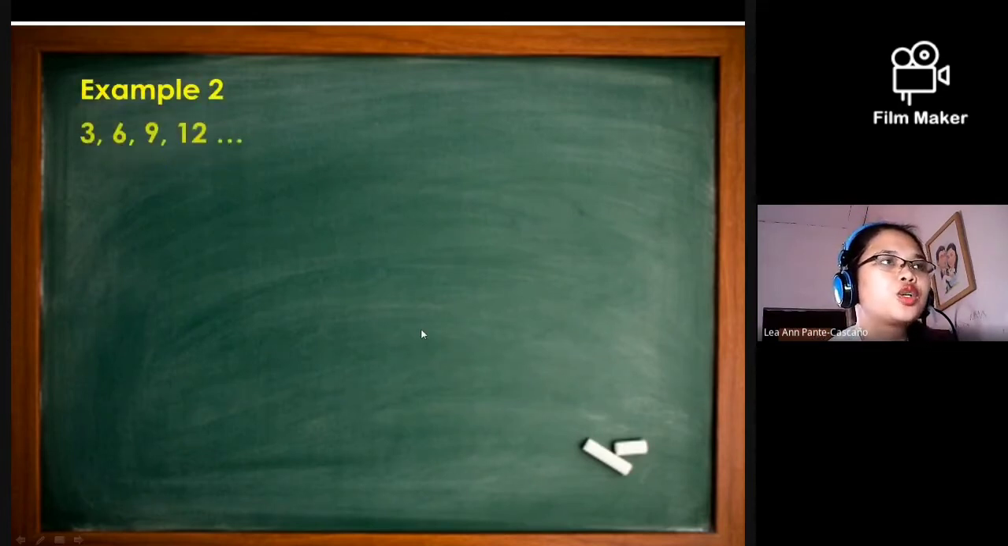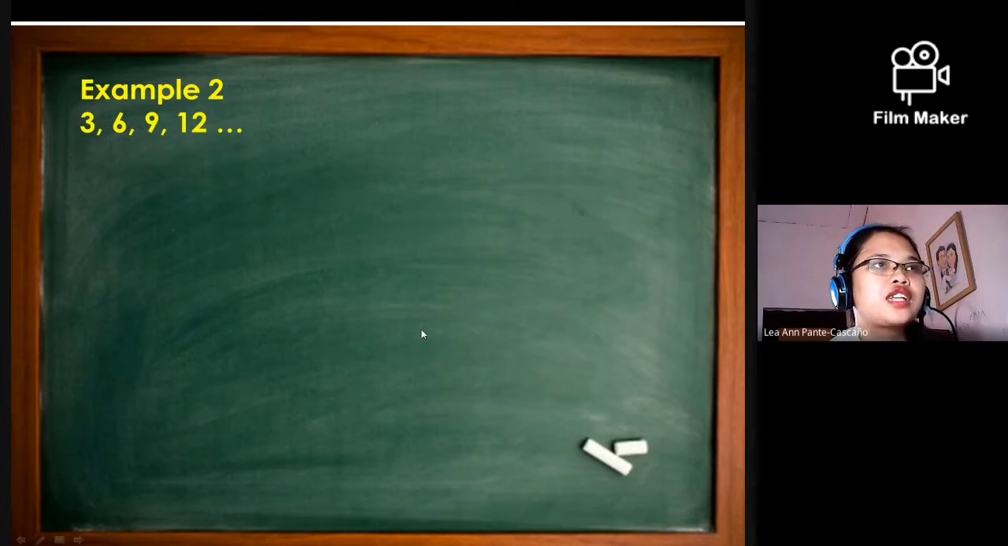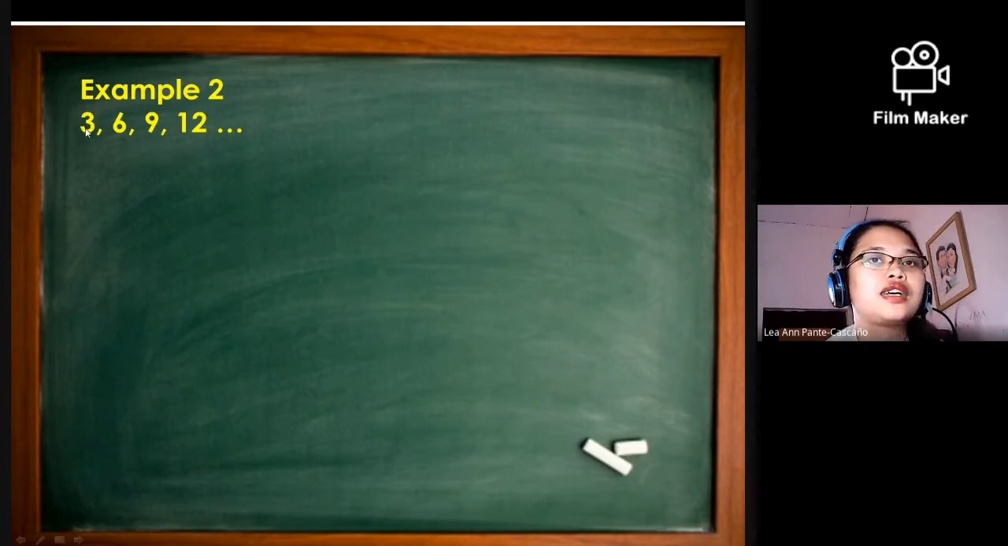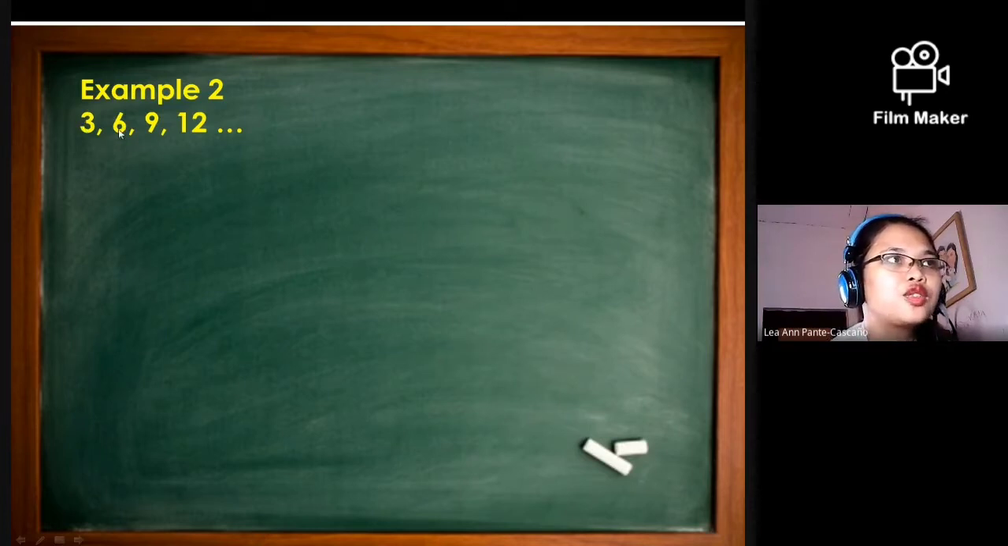Example number 2. Kung meron daw po tayong 3, 6, 9, 12. Sabi daw po pag geometric, nagmumultiply tayo. So tingnan natin kung nagmumultiply ba tayo. So, para daw po makuha natin yung 6, ano yung number na dapat i-multiply sa 3? That is 2. So 3 times 2 is 6. Kung ano yung multiply natin sa first, yun din dapat ay multiply natin sa second para makuha sa third term. So, 6 times 2 ay 12.